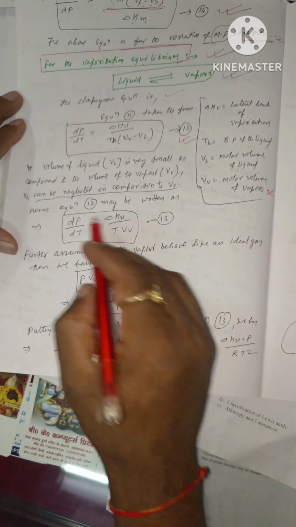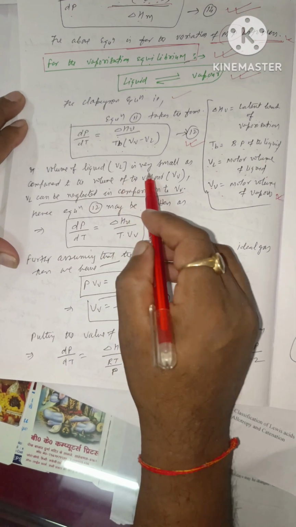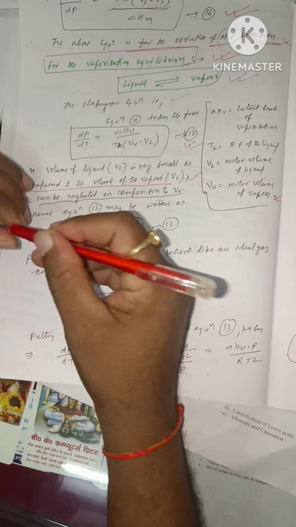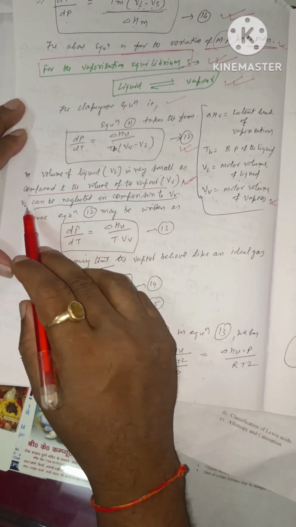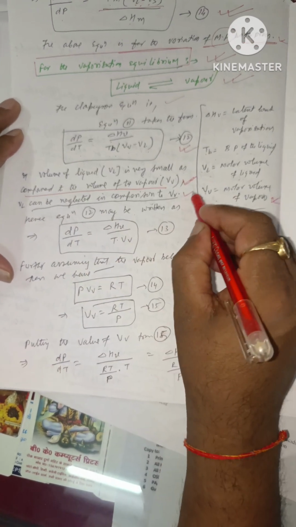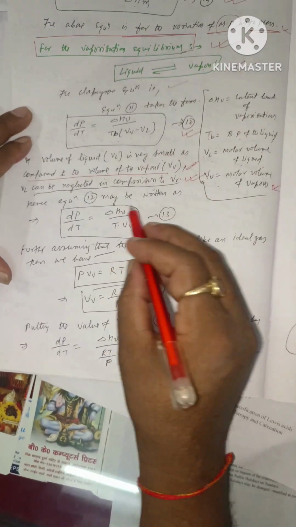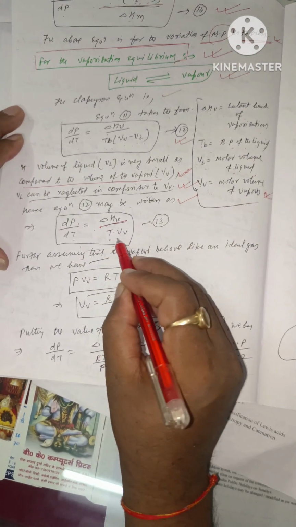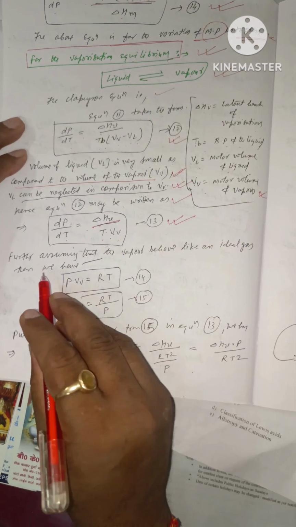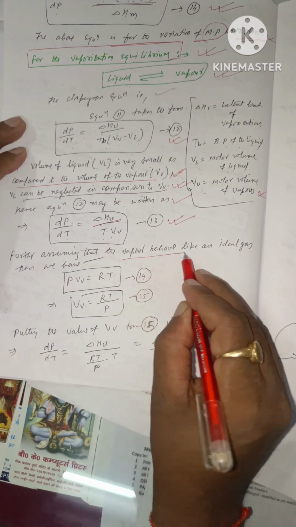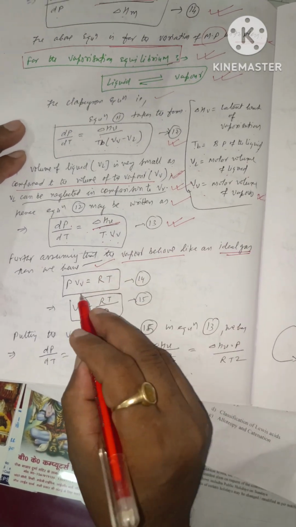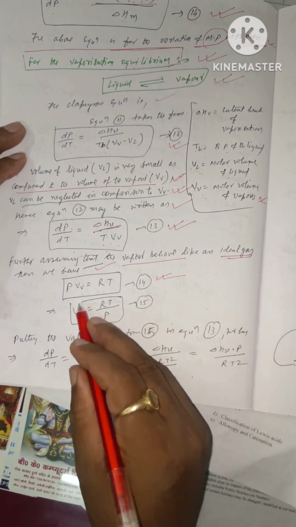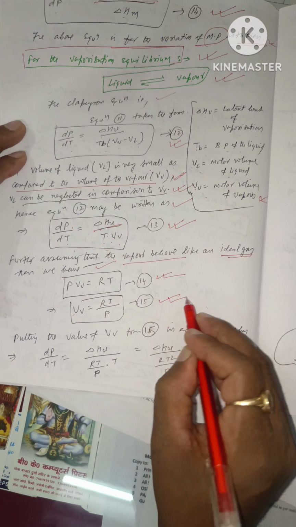And the volume of liquid VL is very small as compared to the volume of vapor, that is VL is very much smaller than Vb. Therefore, VL can be neglected in comparison to Vb. The equation 12 may be written as dP upon dT is equal to delta Hv upon T into Vb. Say it equation number 13. Further assuming that the vapor behaves like an ideal gas, then we know that PV is equal to RT. Therefore, PVb is equal to RT. Say it equation number 14. Therefore, Vb is equal to RT upon P. Say it equation number 15.